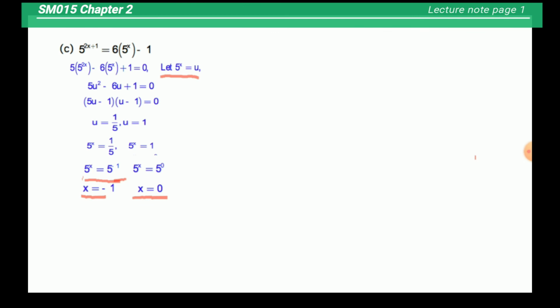So, can you tell me what method we are using here to solve the indices? Yes, it is method number 3, which is we can use substitution if we have similar terms in one equation.